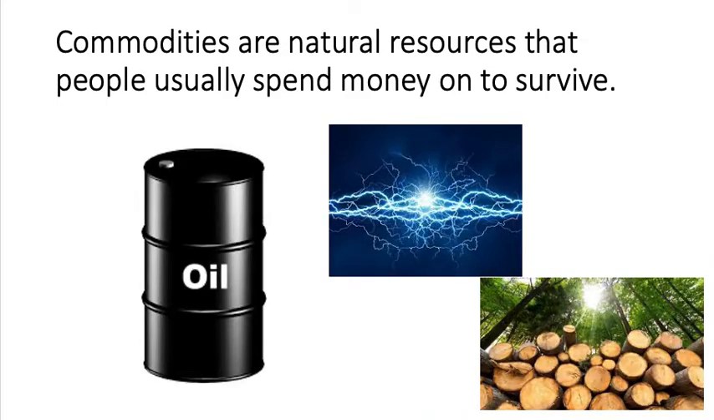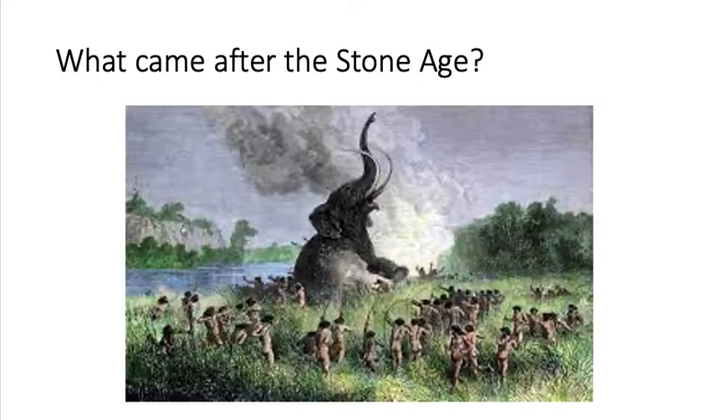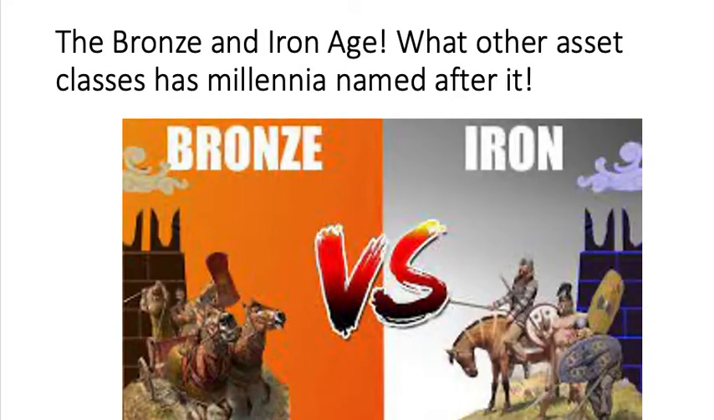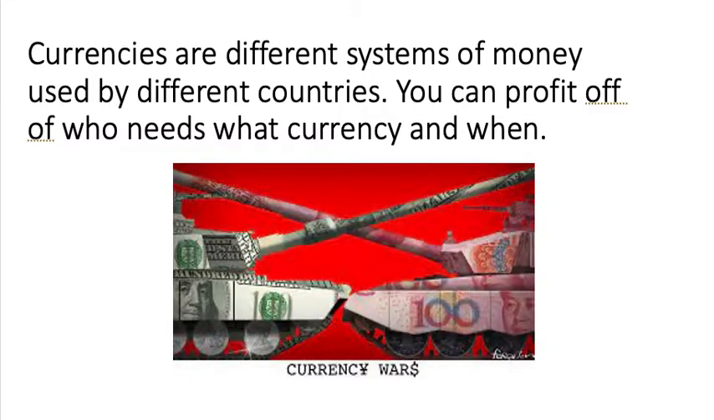Commodities are natural resources that people usually spend money on to survive. The fourth class of asset is precious metals, which is very similar to a commodity because metals have special uses. What came after the Stone Age? The Bronze and Iron Age. What other asset class has millennia named after it? Clearly, commodities are important. The 5th major asset class is currencies.